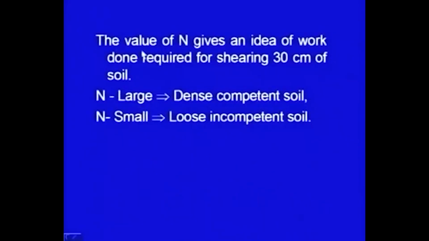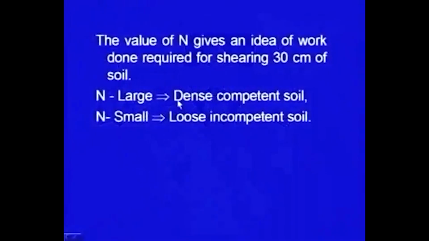Basically, the value of N gives us an idea of the work done required for shearing 30 centimeter of soil, if we correct it for the other components. If N is large, it is obvious we can expect a dense competent soil, provided there are no stones, etc. We have to be careful while analyzing this data, and if the value of N is small, then we should expect loose incompetent soil.